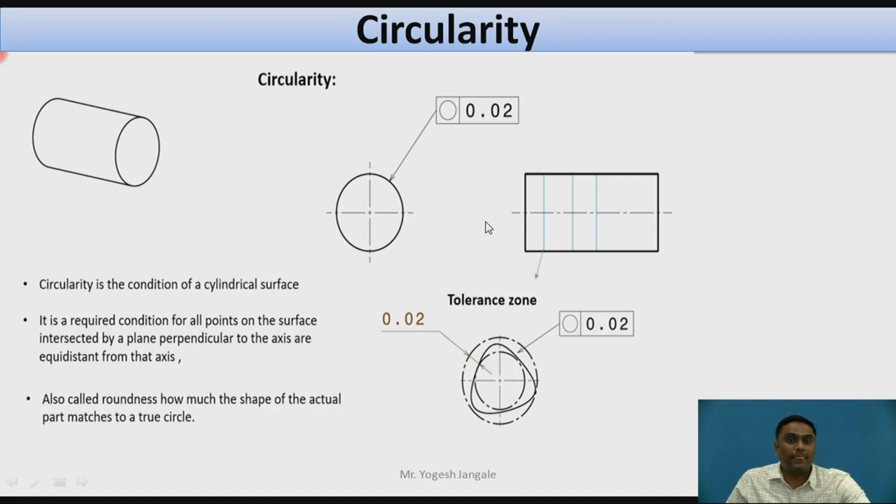Next is circularity. In circularity, again it is indicated with two boxes. The first one is a circular symbol. The second box is indicated with a tolerance zone. Circularity is the condition of a cylindrical surface. It is measured at exactly that element only. If you want to measure the deviation, it should be within a tolerance of 0.02 over here. Between these two concentric circles is the tolerance zone. The profile must fall within this tolerance zone. Then only can we say it is circular.